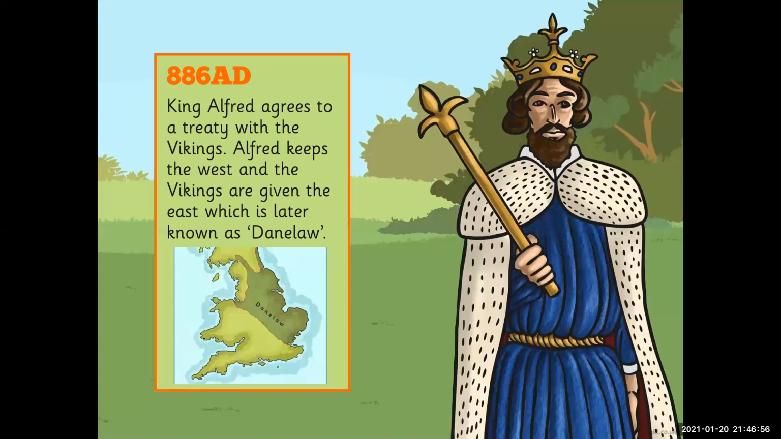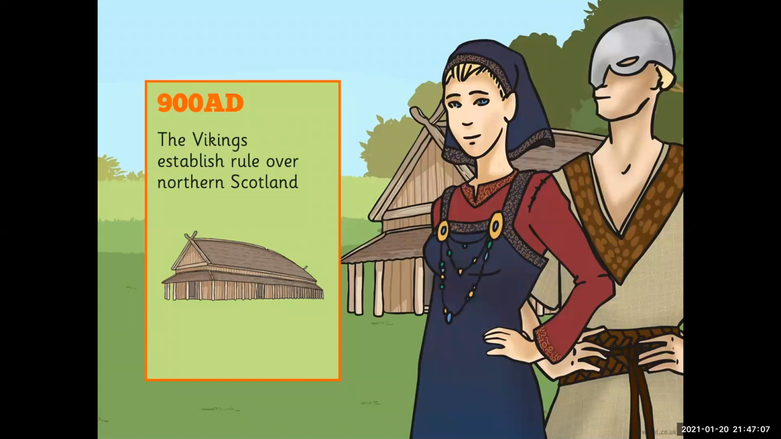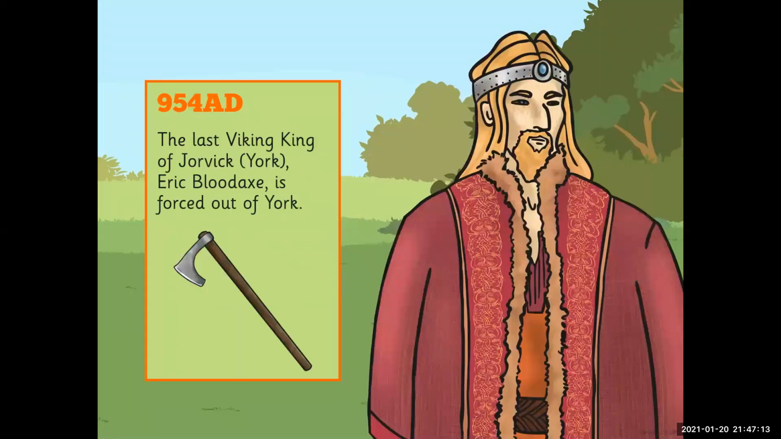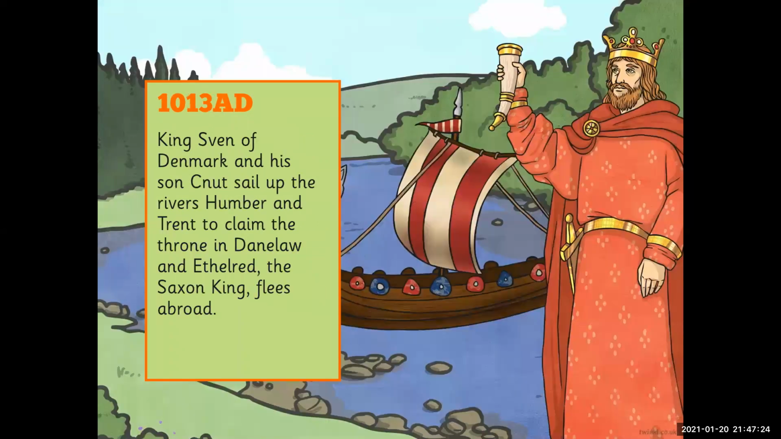In 886 AD, King Alfred agrees to a treaty with the Vikings. Alfred keeps the west and the Vikings are given the east, which is later known as Danelaw. In 900 AD, the Vikings established rule over northern Scotland. And in 954 AD, the last Viking king of Jorvik, York, Eric Bloodaxe, is forced out of York.